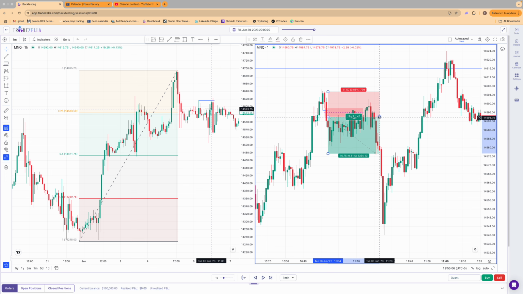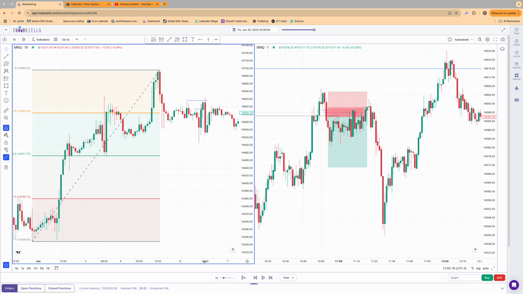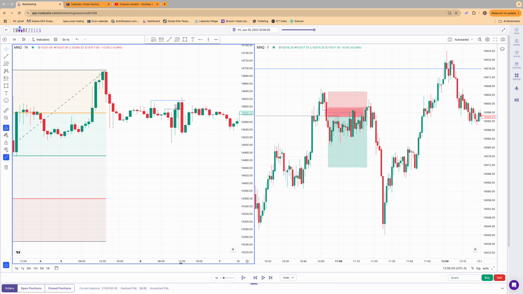If we extend this out, we're now shooting for at least a 2-to-1 ratio. This is the very least that we're expecting it to go to when we enter the trade. Now we're going to go over to the 1 hour chart, and talk about why we're going to be targeting certain areas.